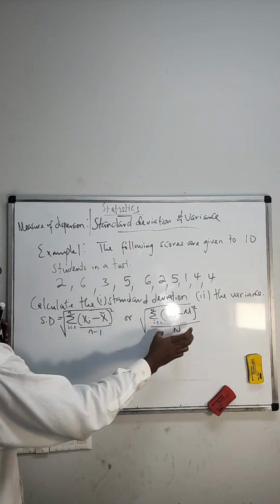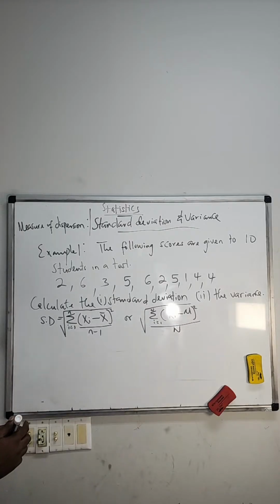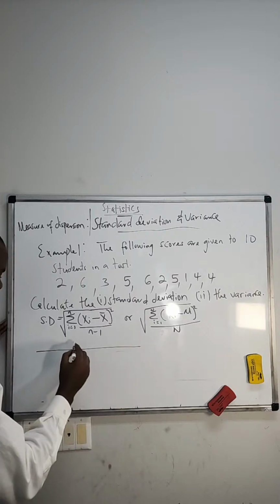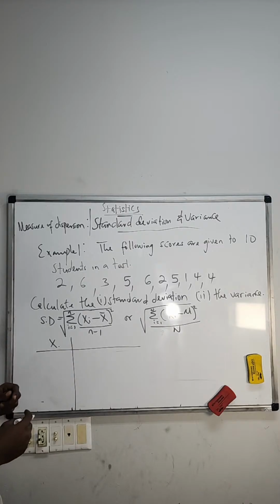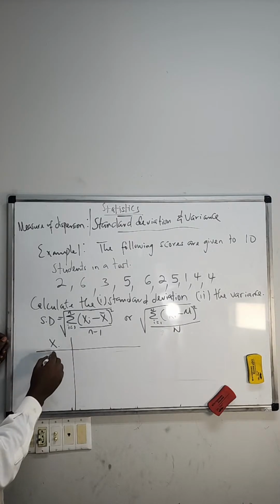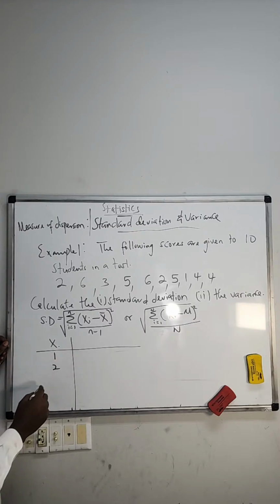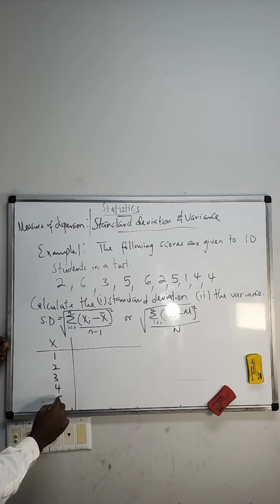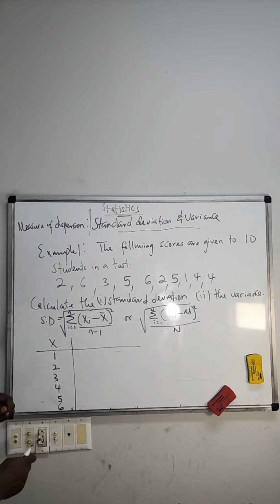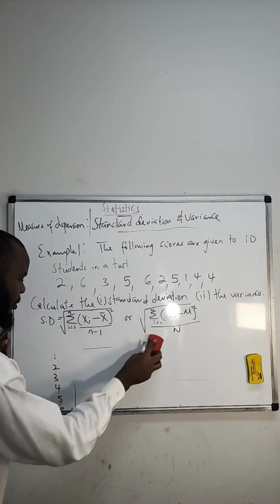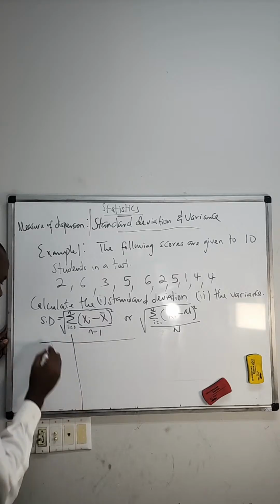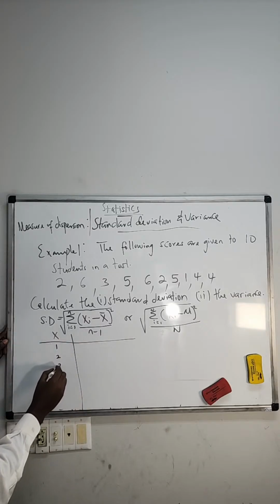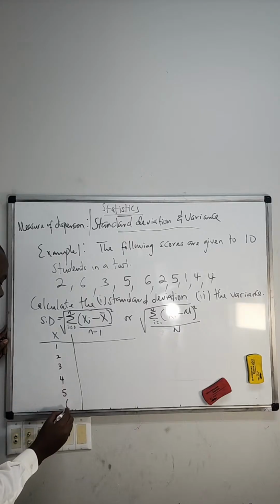Now, how do we compute this? First, the values of x. They are 1, 2, 3, 4, 5, and 6.